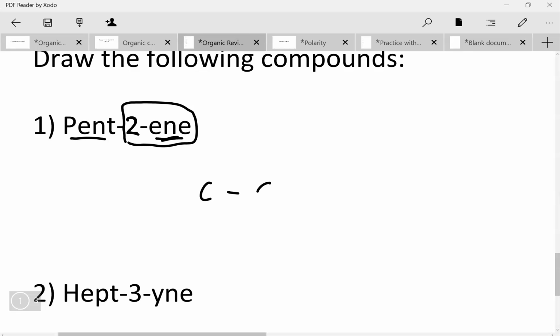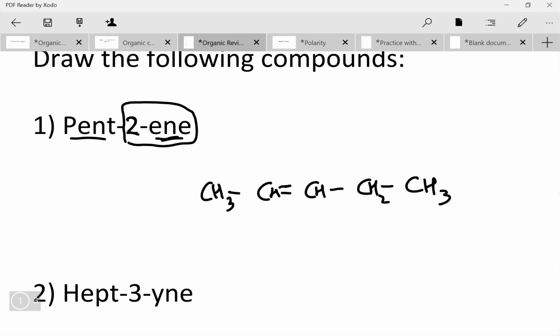So 5 carbons: 1, 2, 3, 4, 5. After the second carbon, there's a double bond. That's the -ene, and then fill in your hydrogens as necessary. Right? Just count the bonds. If you're confused as to where I got these hydrogens, sorry, you're going to have to look at some previous videos where I go over that in more detail.